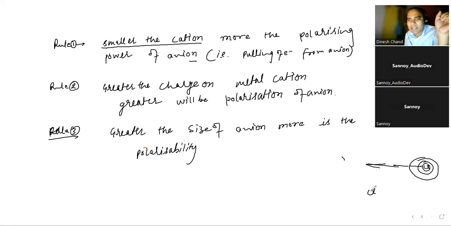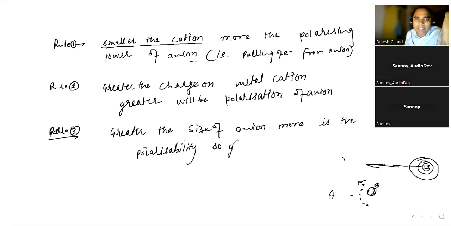See, in Cl, the shared electrons are going to one side, towards the center, towards the aluminum, and the nucleus will be on the other side. So it is getting polarized. The electrons are negative. So the greater the size of the anion, the more the polarizability.